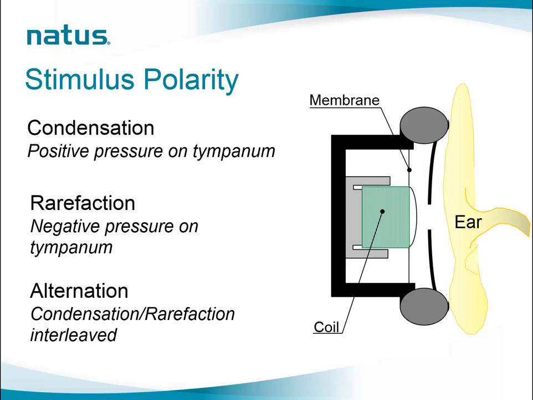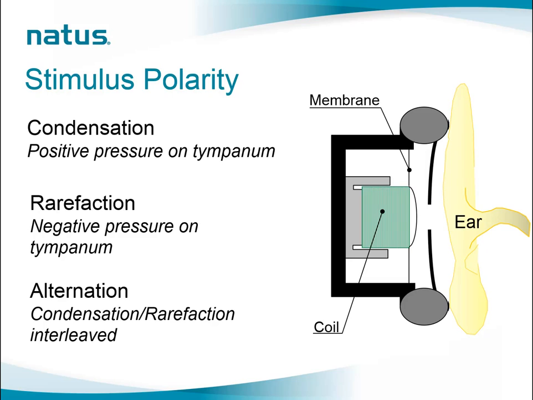Talking about stimulus, we need to define a few terms about stimulus polarity. There are three polarities that are used in auditory stimulations: condensation, rarefaction, and alternation. Condensation is applying a positive pressure on the ear thanks to a headset or tube inserts. Rarefaction is the opposite. We apply a negative pressure on the tympanum. And alternation is a mix between condensation and rarefaction. In that case, we do one-time condensation, one-time rarefaction, and those stimuli will be interleaved.